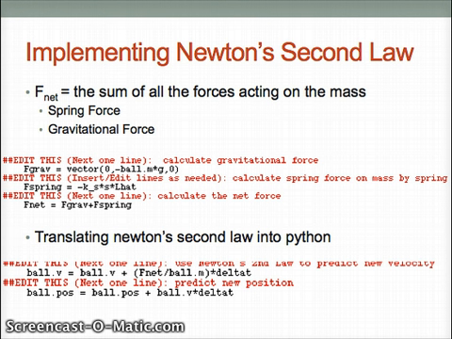To predict the motion of the mass, we must implement Newton's second law into our code. Newton's second law tells us that the net force is equal to the sum of all the forces acting on the mass, here the spring force and the gravitational force. They are defined here in the code and then summed together as the value of F net. This value of F net is used in updating the mass's velocity, done by using Newton's second law in the form vf equals vi plus F net over m delta t. The mass's position is then updated from the new velocity.